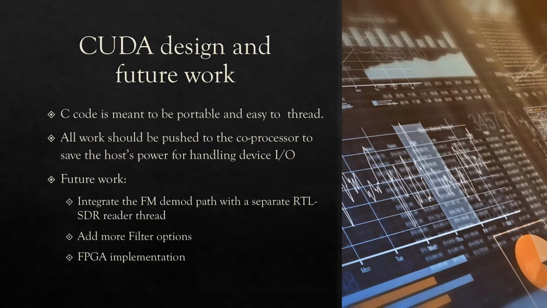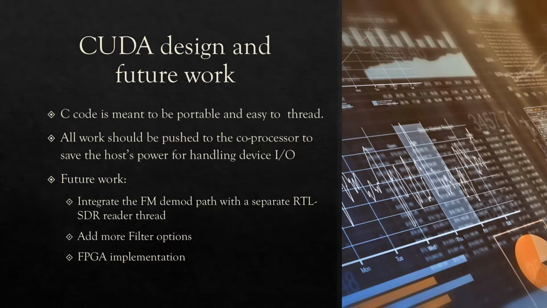So I have this chart here, but essentially there are a couple things I didn't get to in this project, and a couple points specifically for the CUDA work that I really wanted to touch on. All of the CUDA C code that I generated is meant to be really portable, and you can stitch it up to a reader thread that could read the RTL-SDR hardware object directly. Because we had Vocarum, that wasn't really possible in the cloud environment.